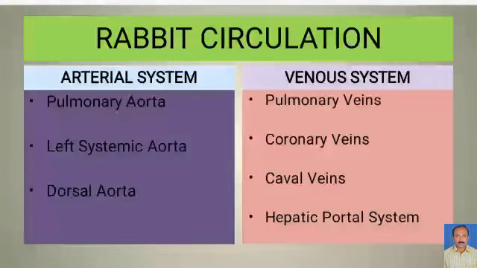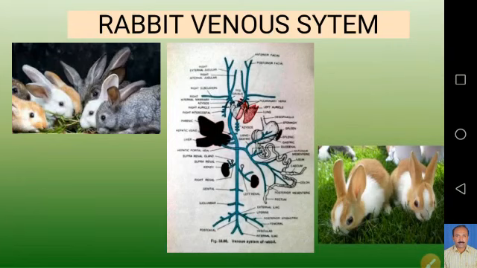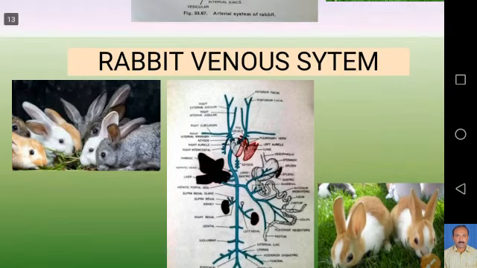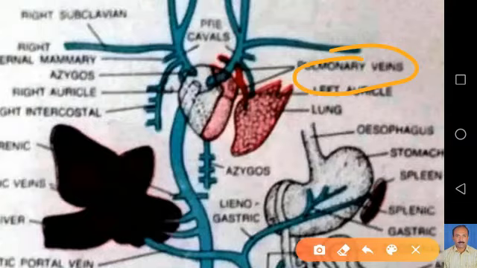First, pulmonary veins. Pulmonary veins collect oxygenated blood from 2 lungs. They join together forming a common pulmonary vein which opens into the left auricle by a common aperture. Second one, coronary veins. These coronary veins collect venous blood from the walls of different parts of the heart and open into the right auricle.